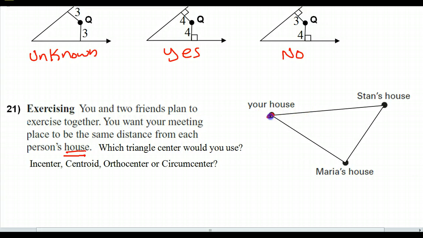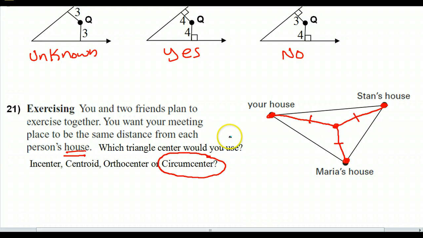Well, I'm hoping you're seeing that the houses are the vertices. So we need the one that has the special property of being equidistant to the vertices. So we need the one that works this way, equidistant to the vertices. So which one is that? All right, if you did not say circumcenter, then you have not memorized your cards, your straight vocabulary.